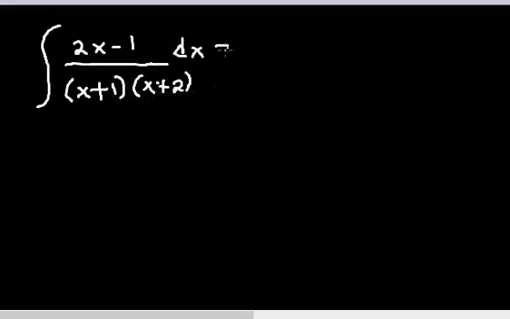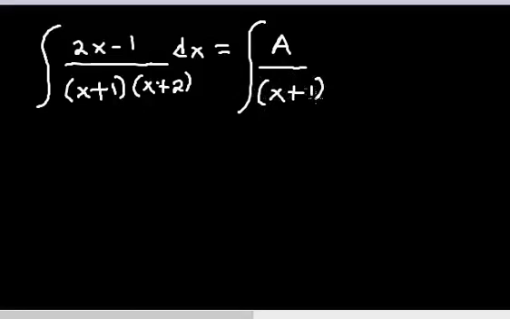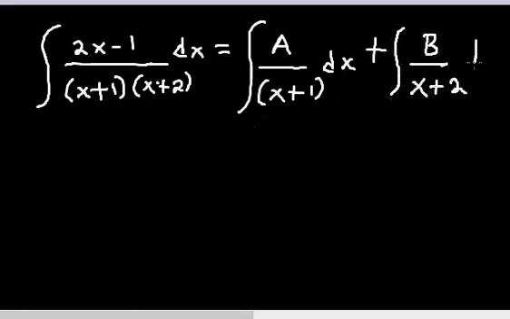So you know very well that this can be solved by applying partial fractions. One denominator is x plus 1, with respect to x, with another integral value of b all over the other denominator, which is x plus 2, with respect to x. So now let's solve this.